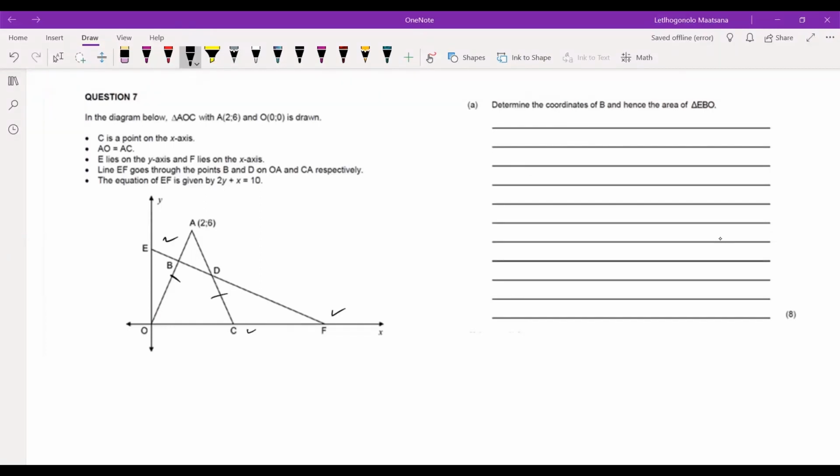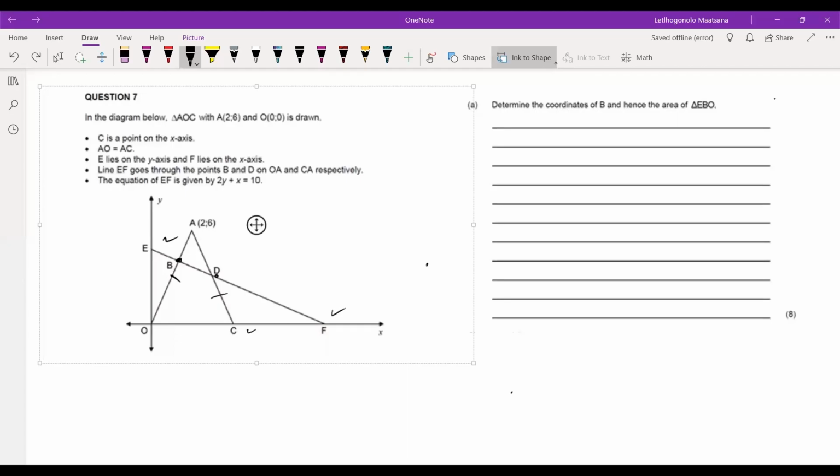Line EF goes through the points B and D on OA and CA respectively. And the equation of EF is given as 2y + x = 10. Question A says they want us to determine the coordinates of B and hence determine the area of EBO.